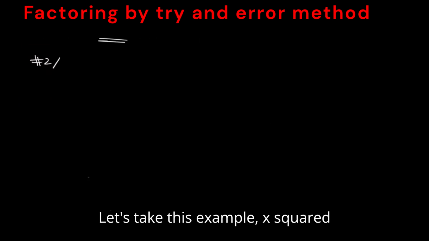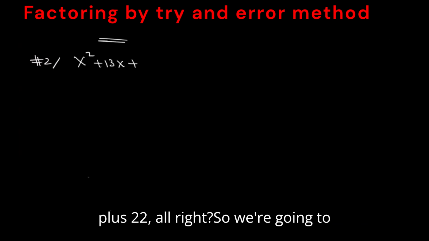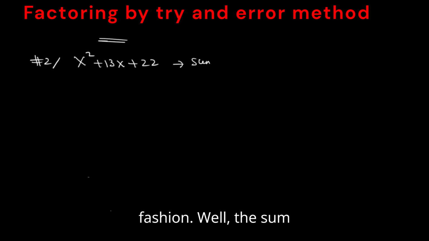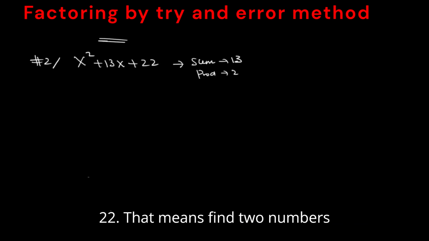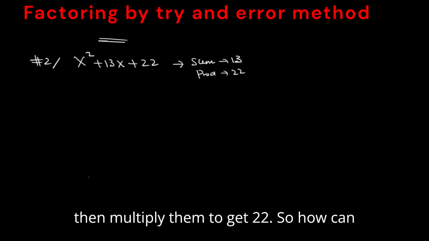Let's take this example: x squared plus 13x plus 22. We're going to follow the same fashion. The sum must be 13, right? The product must be 22. That means find two numbers that add together to get 13 and multiply to get 22.